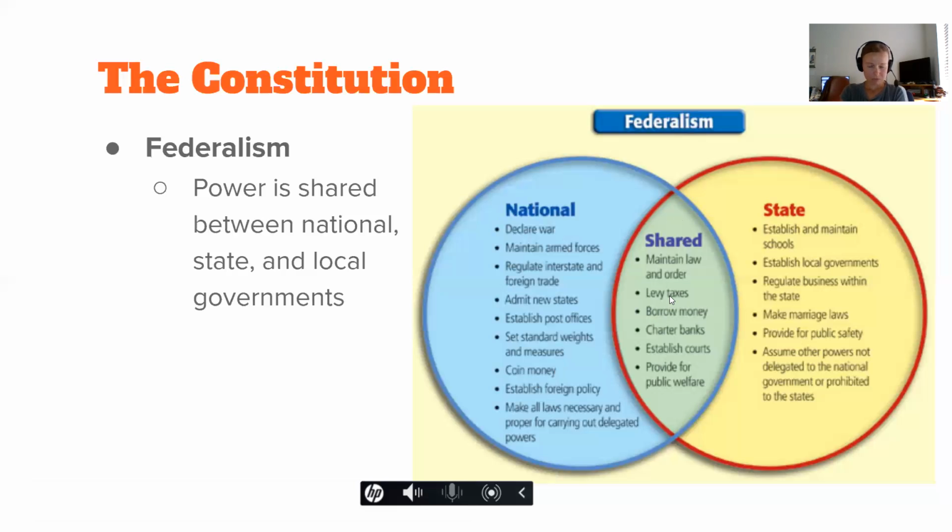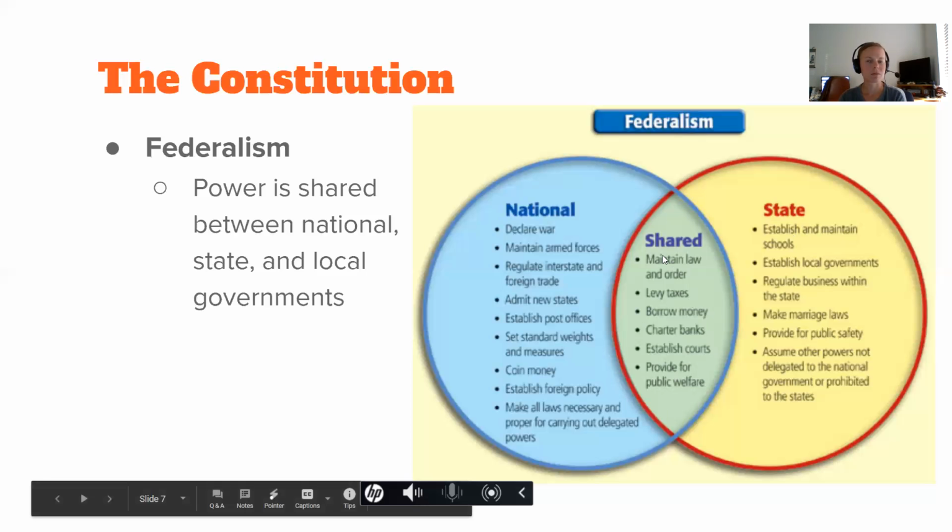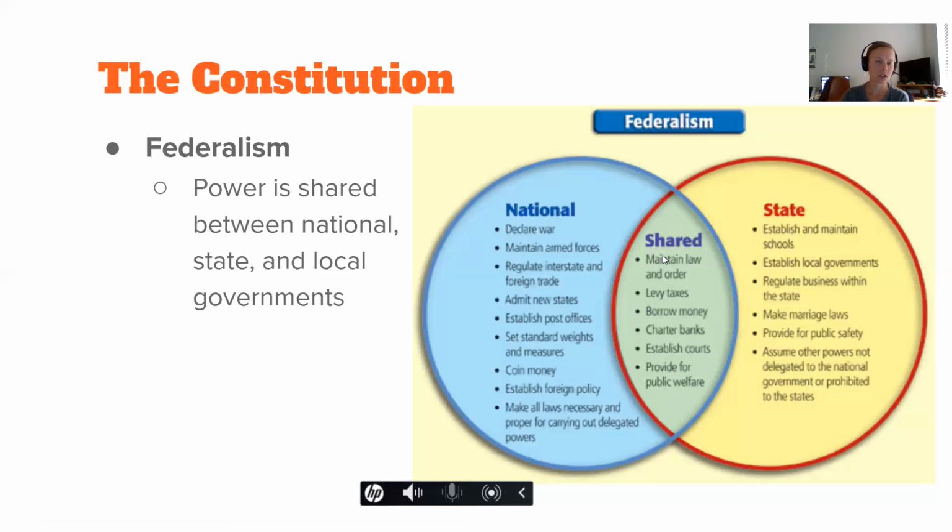Like they both levy taxes. Like you have the state sales taxes in certain states, and you have property taxes. And then, of course, the national government has the income tax from the 16th Amendment. So these are some of the things that they both do. They both also are in charge of maintaining law and order. Both the state and the national governments are in charge of providing for the public welfare, as we've seen during this pandemic, to varying degrees of success. And there's big debate over what that means. But this is federalism, the idea that power is shared. And that is Article 4 of the Constitution.